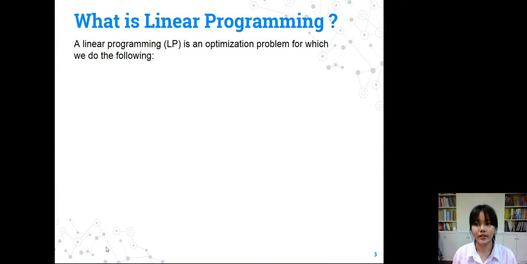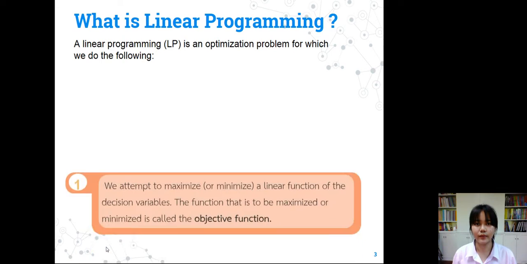Nowadays, there is substantial competition in business, investment, service, and other industries. Each company needs to maximize profit or minimize cost under limited resources. That problem is called an optimization problem. What is linear programming? A linear programming is an optimization problem for which we do the following.